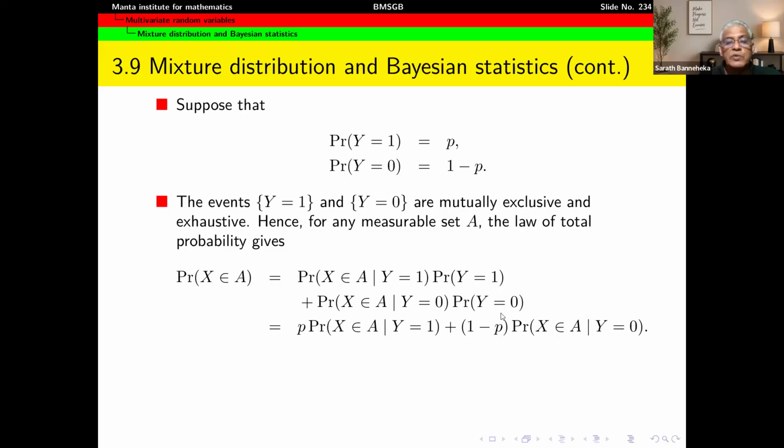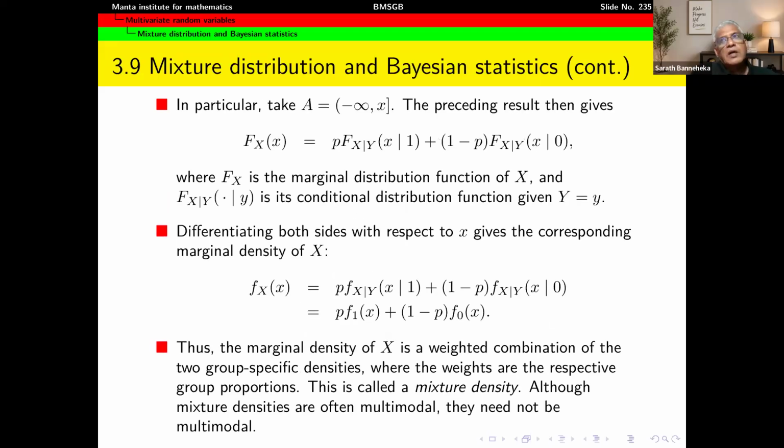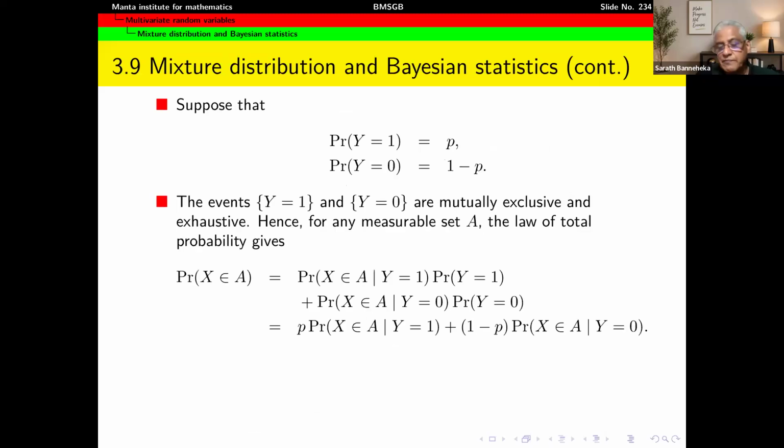So therefore, we can write that this is equal to p times this conditional probability, plus 1 minus p times this conditional probability, because the probability Y equals 0 is 1 minus p. Now, let's take a particular event A. The previous expression is correct for any A.